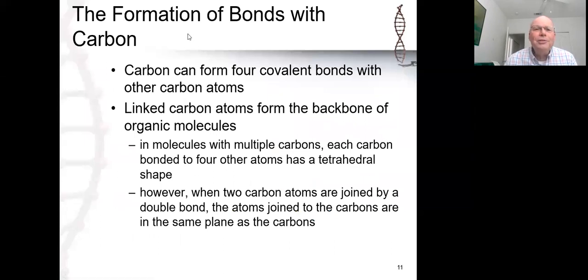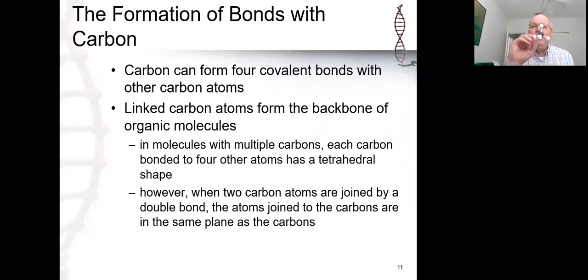I'm not sure what the heading says here. Let me drop this down. Formation of bonds with carbon. Okay, so the next thing is to think in terms of what happens when carbon starts to form covalent bonds. It's not just that carbon forms 4 covalent bonds, although that's important. It's what happens when you do form those 4 covalent bonds.